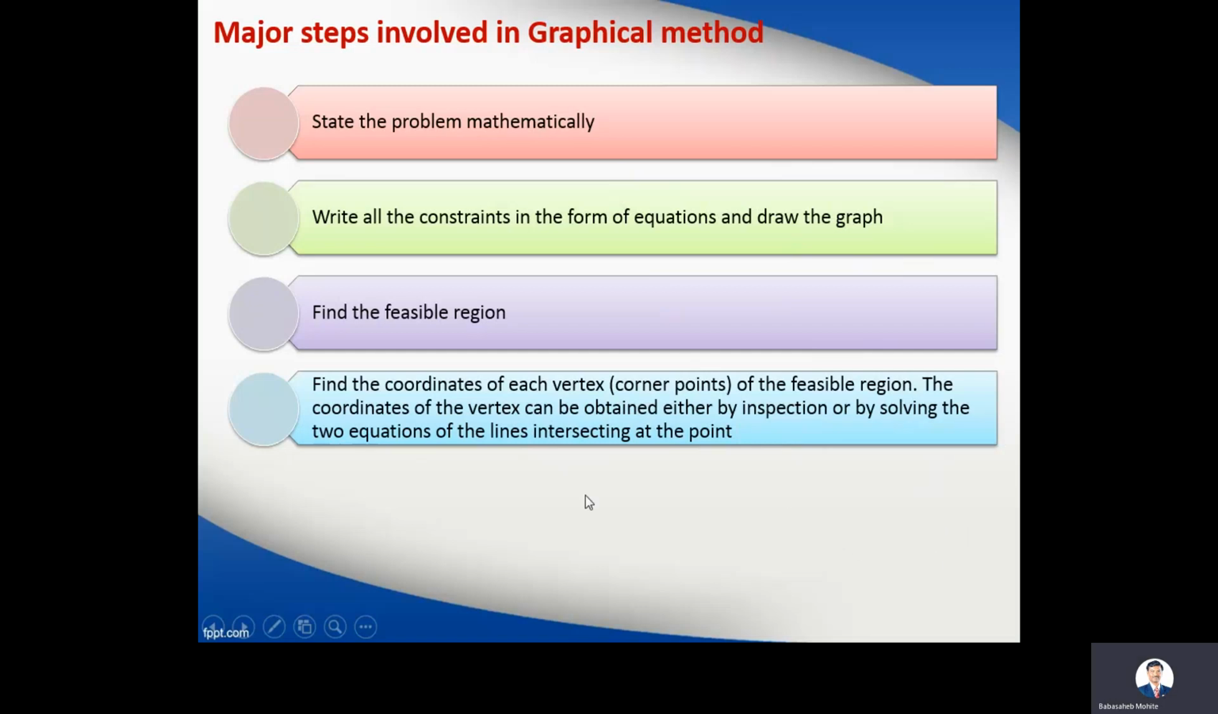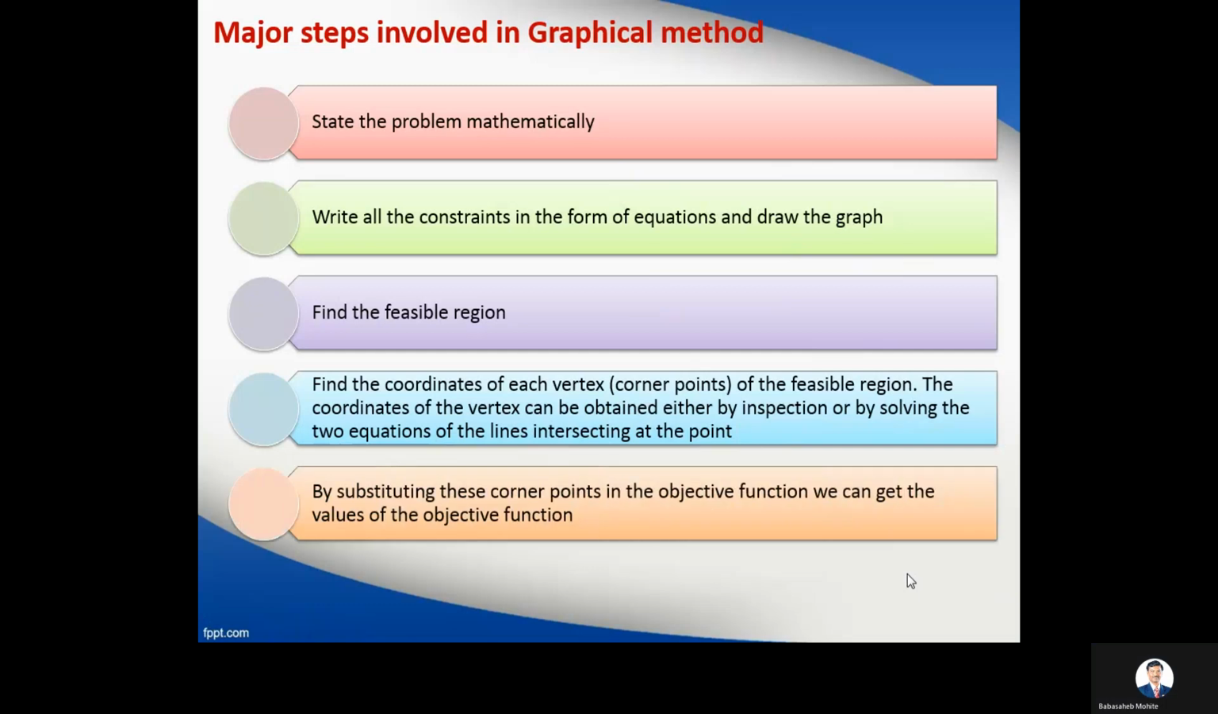So by solving the intersection of that coordinate, we find the intersection of which lines. By solving that equation, you can identify the intersection points, or we can determine the value of the coordinate of that particular point. How to solve that, we will see in one example. Then by substituting these corner points in the objective function, you can get values of the objective function.